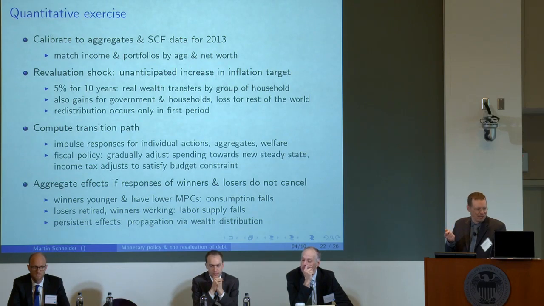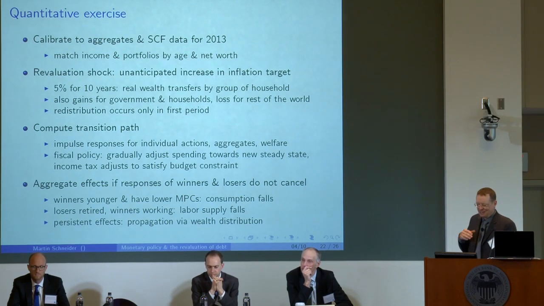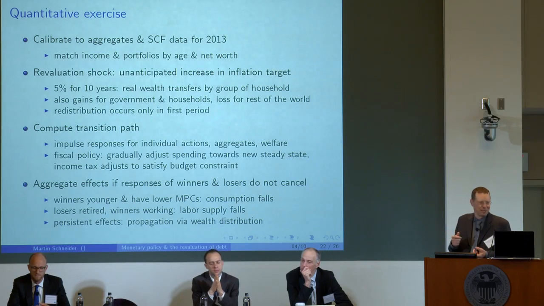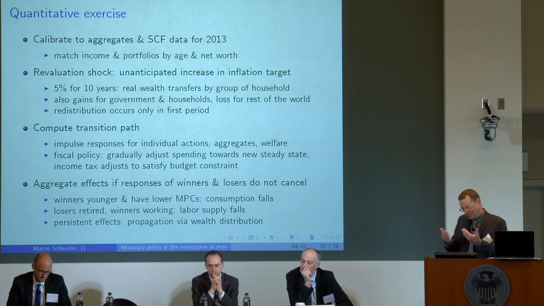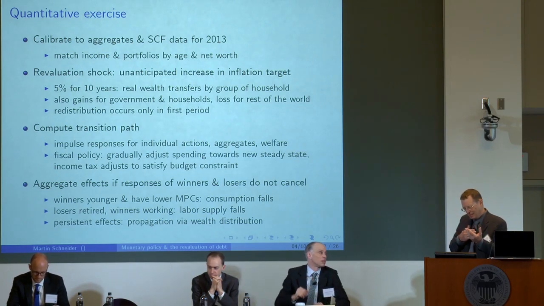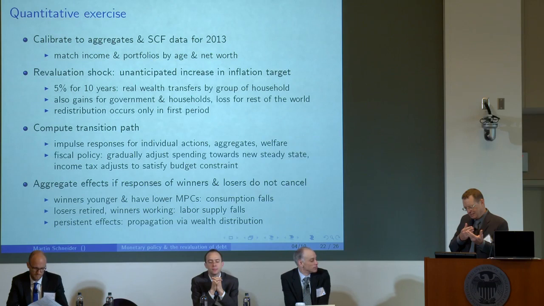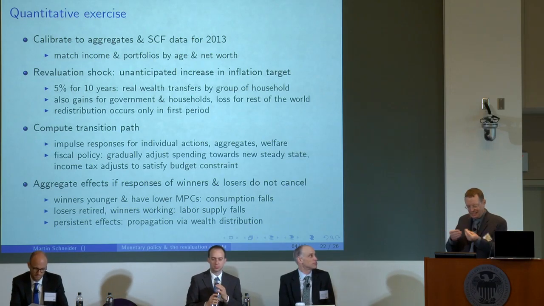There's one additional assumption we have to make. As we saw, in any redistribution exercise from inflation, the government will be a big winner. So the responses of the economy are going to depend importantly on what the government does with this windfall. So the assumption here is that it is going to gradually adjust spending towards the steady state. And then the income tax adjusts so as to satisfy the budget constraint. So that's a particular assumption that means the government does not do any sort of targeted transfers to offset any of the redistribution.